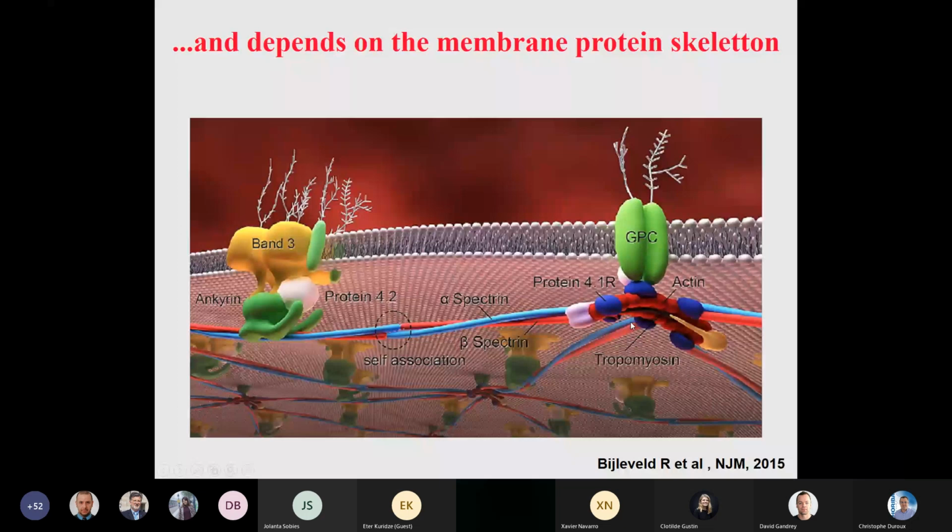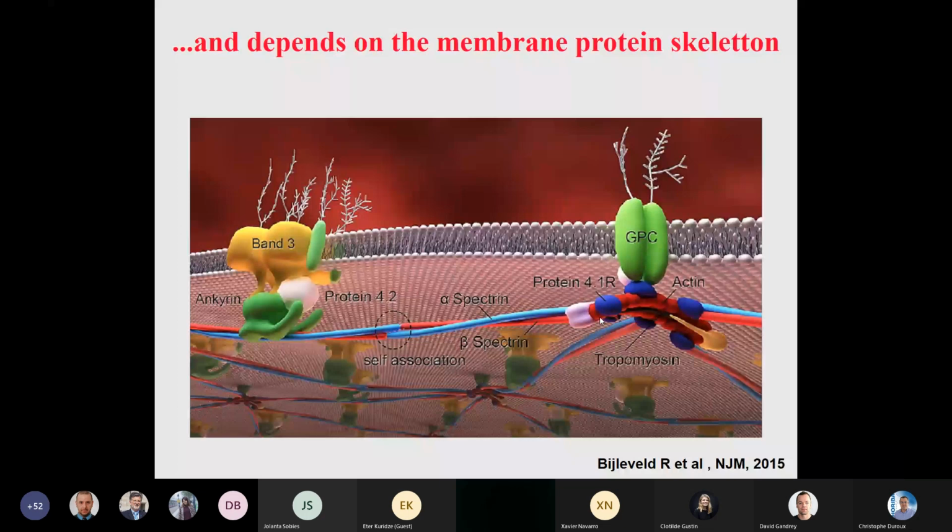And this protein complex is what we call a junctional complex and is stabilized by the protein 4.1. So you have the spectrin alpha, the spectrin beta, and the protein 4.1 that are very important in interactions within the red cell membrane that we call horizontal interactions, because they are parallel to the red cell lipid membrane.